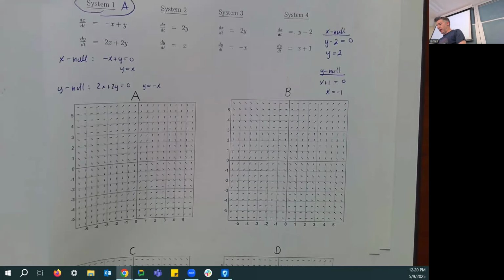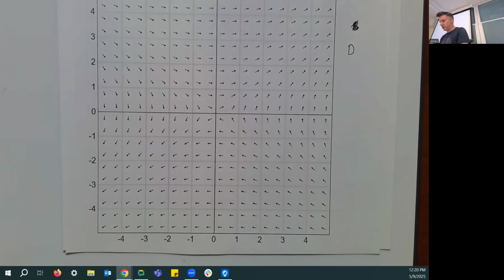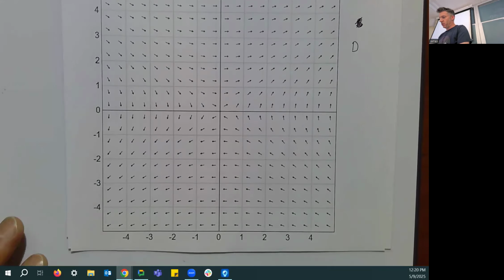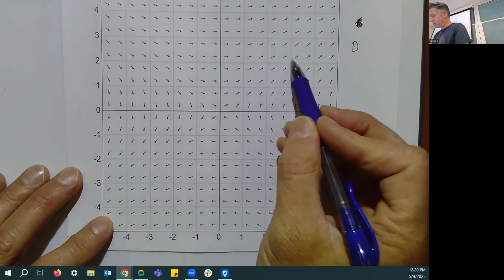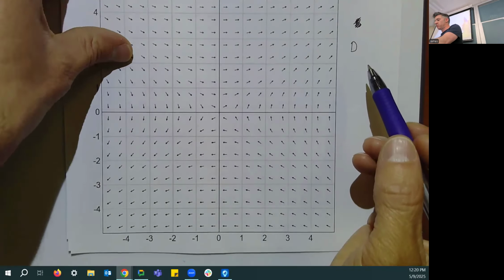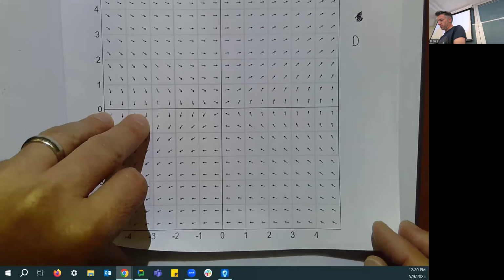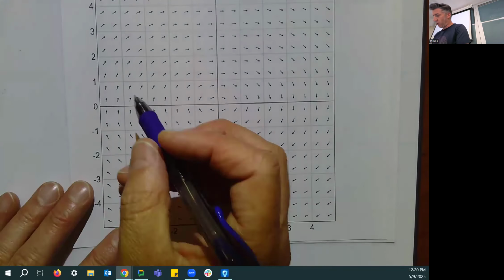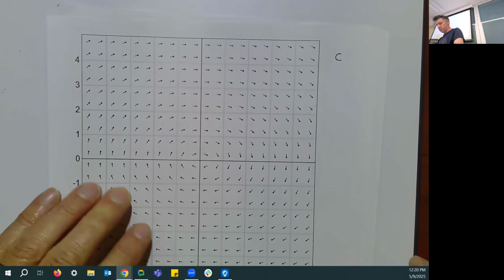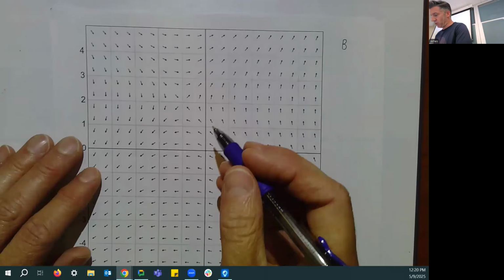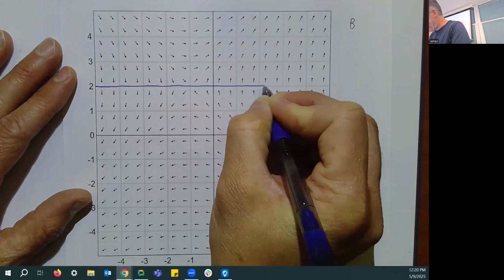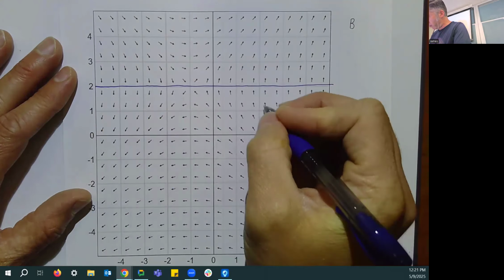So we know it's not A. Let's look at all of our other options. If I look at just the y equals 2 line, my arrows are definitely not all purely vertical along y equals 2, so that's out. If I look at C along y equals 2, nope, definitely not it. If I look at B along y equals 2, yep, y equals 2 is looking good. Along this line here, all of the arrows are totally vertical.